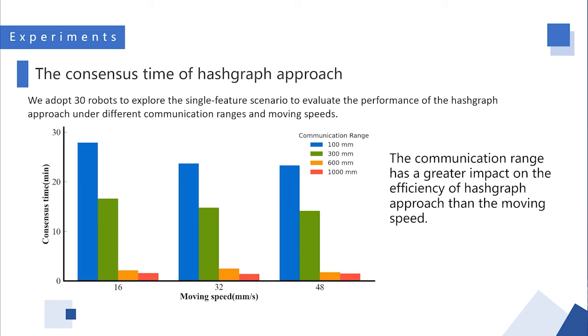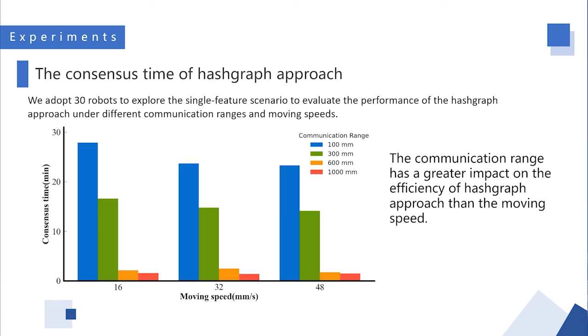In these experiments, we evaluate the performance of the Hashgraph approach under different moving speeds and communication ranges. As can be seen, in the case of the same communication range, the greater the moving speed, the shorter the time to reach a consensus. But the difference is relatively small. On the contrary, the communication range has a great impact. When the communication range is limited to 100 meters, the swarm can reach a consensus in more than 20 minutes, while if the communication range reaches 1,000 meters, which means that robots can reach almost every member of the swarm, the time is less than 2 minutes.